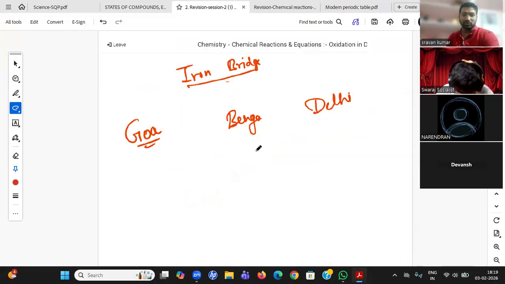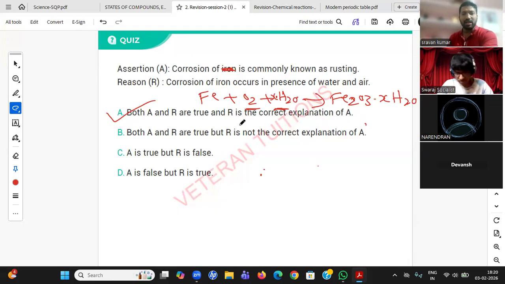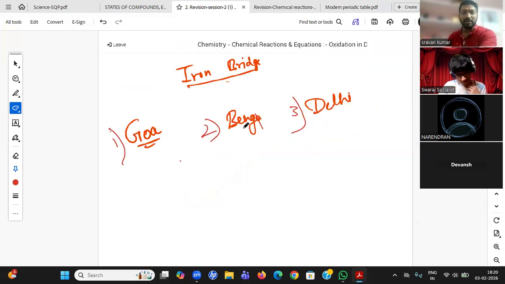So if there is an iron bridge at three different places, assume Goa, Bengal, and Delhi, what is the answer? Answer is A. Both A and R are true, and R is the correct explanation of A. Okay, so give me the answer. Where does this iron bridge corrode less or rust less? I'm asking rust less. Less rusting happens where?